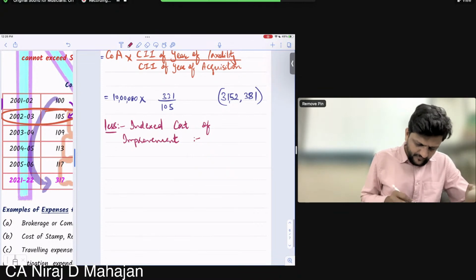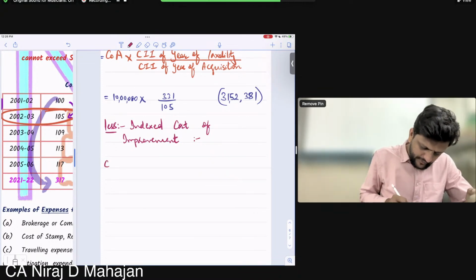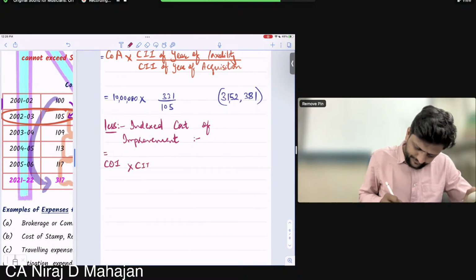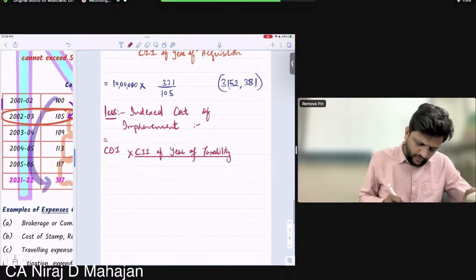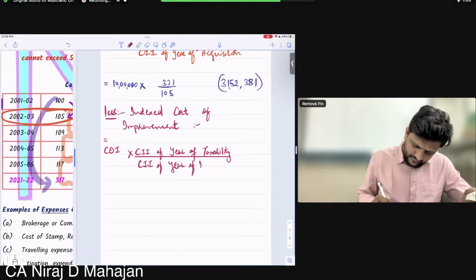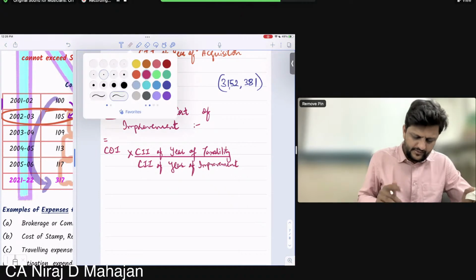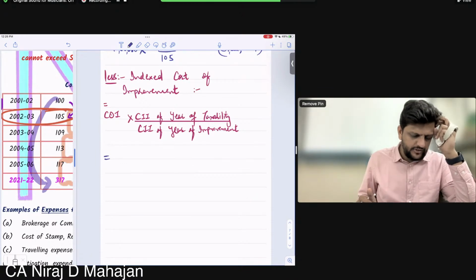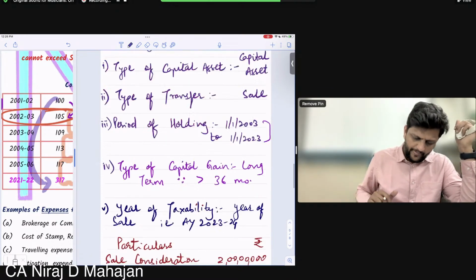Same logic: cost of improvement into CII of year of taxability upon CII of year of improvement. Cost of improvement, how much is the cost of improvement first initially? 1 lakh.